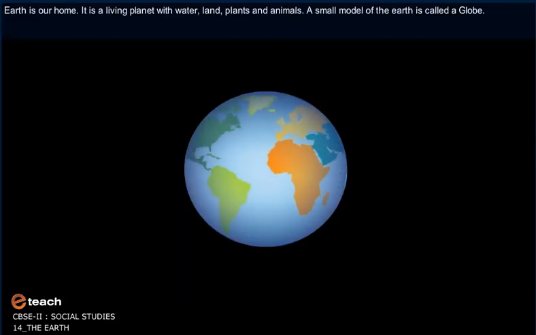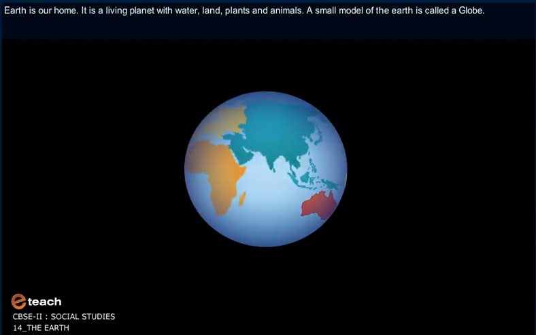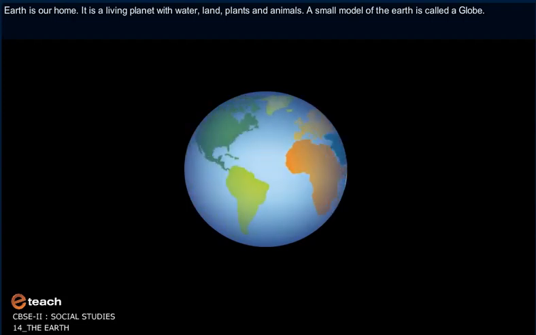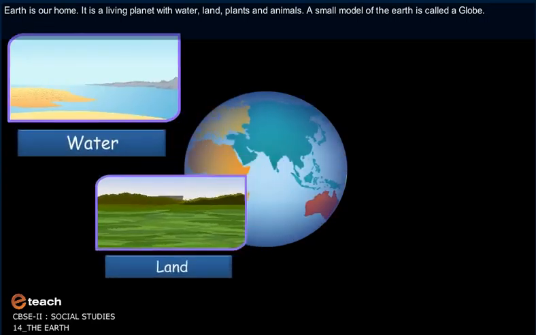Hello, students. Our Earth is our home. It is a living planet with water, land, plants, and animals. A small model of the Earth is called a globe.